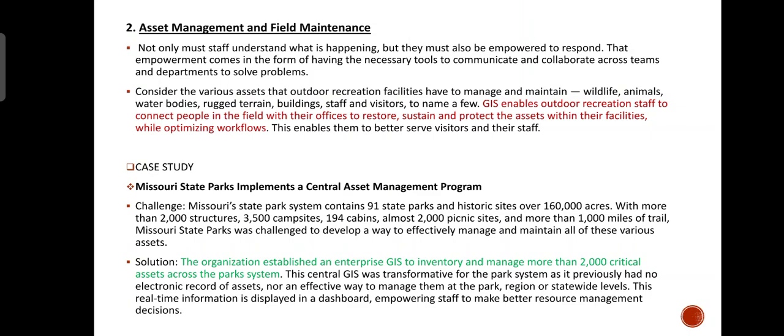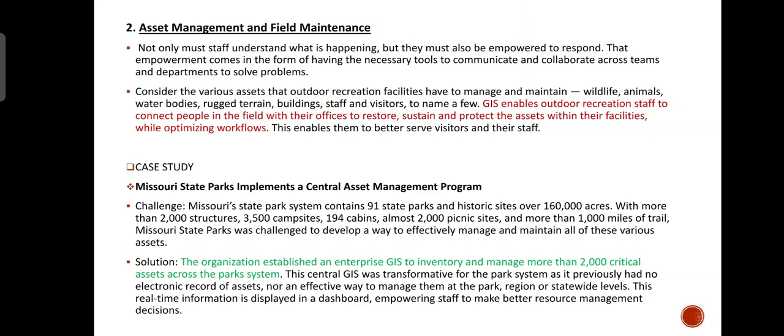Not only must staff understand what is happening, but they must also be empowered to respond. That empowerment comes in the form of having the necessary tools to communicate and collaborate across teams and departments to solve problems. This enables outdoor recreation staff to connect people in the field with their officers to restore, sustain, and protect the assets within their facilities while optimizing workflows. This enables them to better serve visitors and their staffs.